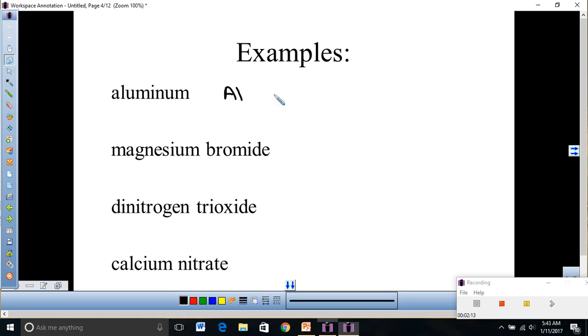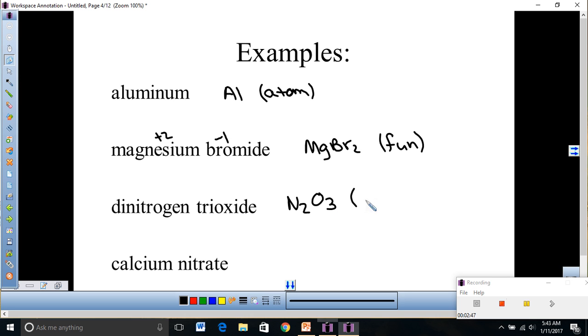Aluminum is Al, and Al is going to just be an atom because it's just an element. Magnesium bromide, because it has a metal in it, we use the oxidation numbers, and we have to switch those oxidation numbers. So this is an ionic compound. It does have ions in it, but because it's ionic, we're going to call this a formula unit. These are two nonmetals, dinitrogen trioxide, so N2O3, and so therefore this would be a molecule because this is covalent. We don't switch the numbers on covalent.